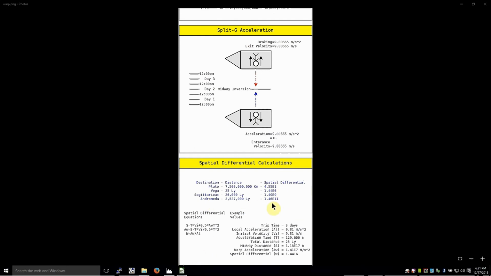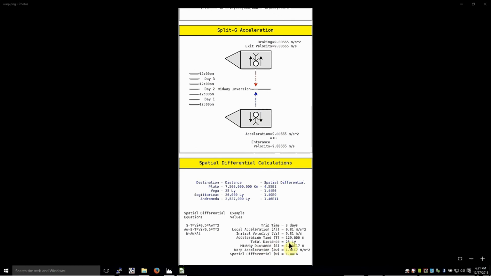Alright, so the trip time we say is 3 days. Our acceleration matches what we have on Earth, so you feel 1 G of gravity. Your initial velocity is the same as, well, I shouldn't say the same, but acceleration time is half of your trip time in seconds. Alright? And we set that. We set it to what we want it to be.